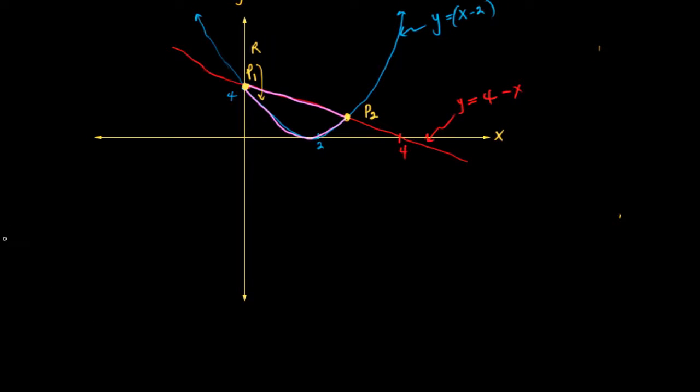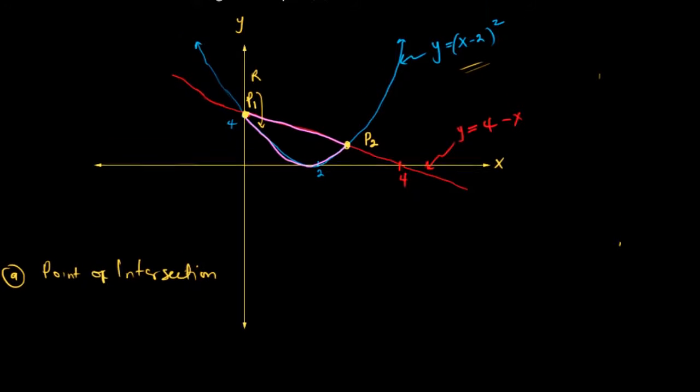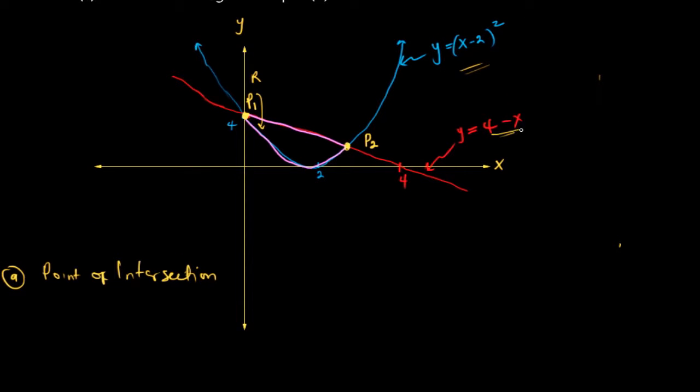The point of intersection. So let's call that A. Now at the point of intersection, that is the point where the graph y equals (x - 2) all squared, that's the point where they equal each other. That's at this point and at this point they are equal to each other.